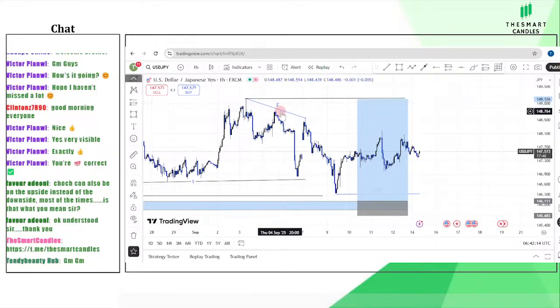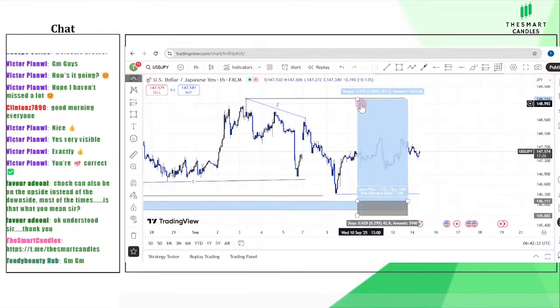So we have this liquidity sitting here, these relative equal highs, or these descending highs coming down. We want to see all of this liquidity being taken out. Price should be able to tap into this zone and continue to the upside.